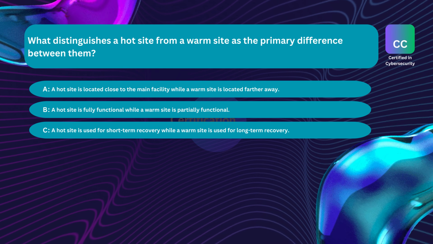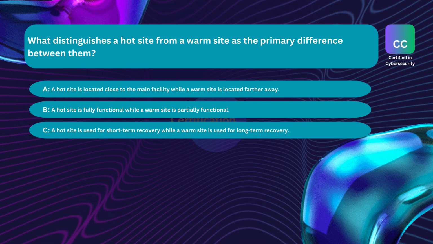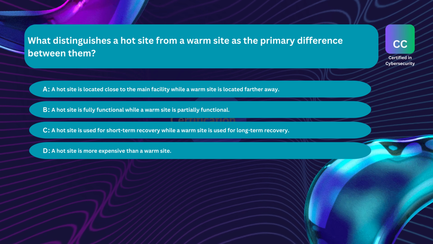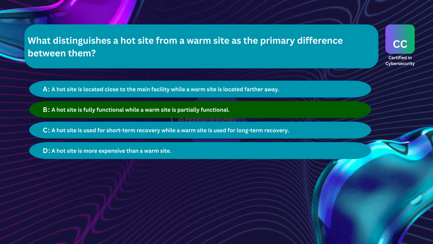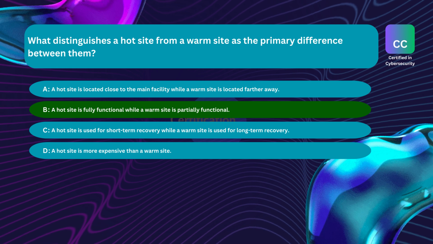Option C, a hot site is used for short-term recovery while a warm site is used for long-term recovery. Option D, a hot site is more expensive than a warm site. The correct answer is Option B, a hot site is fully functional while a warm site is partially functional.